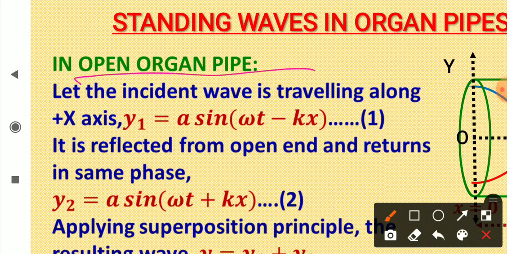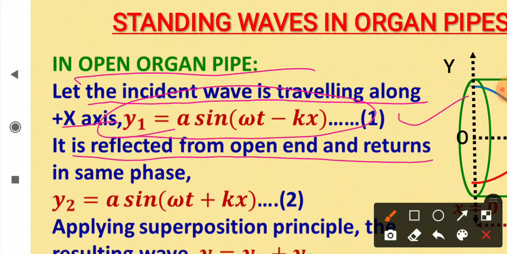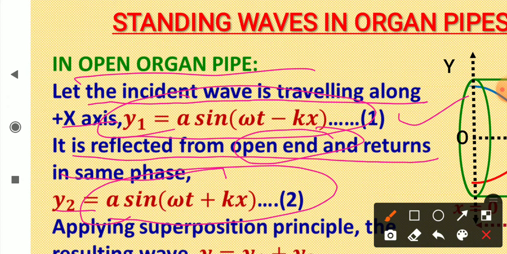In an open organ pipe, let the incident wave be traveling along the plus x-axis. So y1 is equal to a sin(omega t minus kx). It is reflected from the open end and returns in the same phase. Open end means rarer medium. So y2 is a sin(omega t plus kx). It is in the same phase, you can see both are plus, and the direction has changed, so the minus of kx becomes plus.